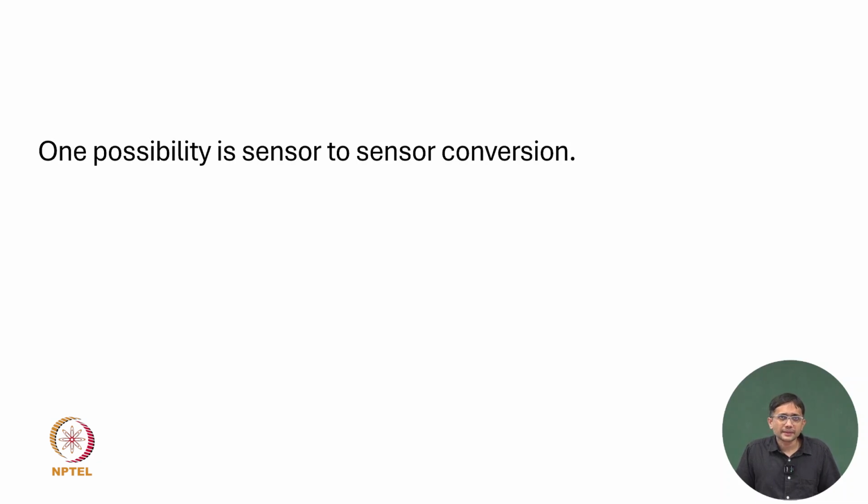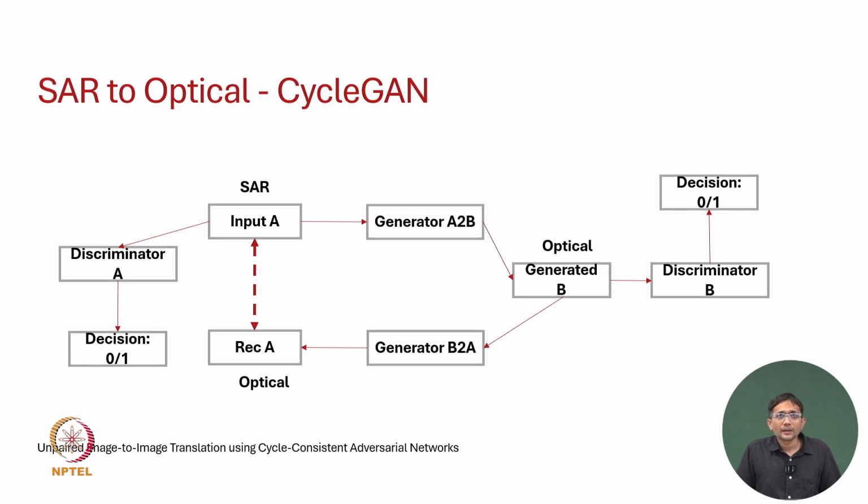One possibility regarding this is sensor to sensor conversion. How does this work? This is something we have already discussed before. So take a pause and try to think about how this could be done. This has been done in the previous weeks. Okay, so this is the answer, right? We can use cycle GAN in this context.